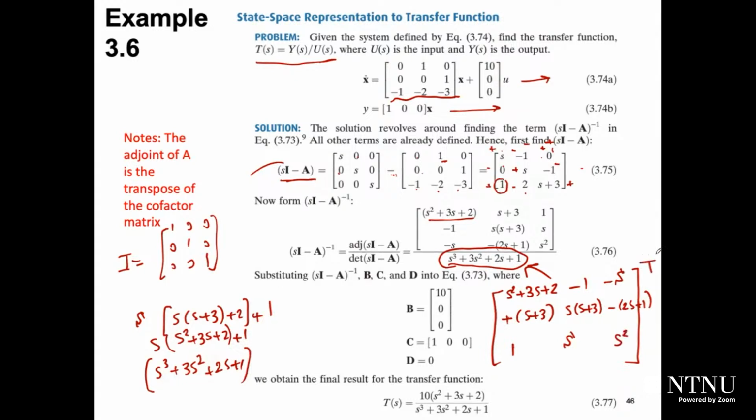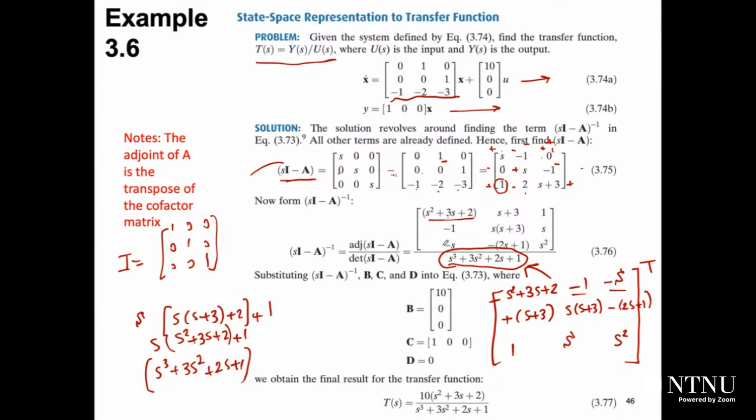And we need to take the transpose of this one. Remember to take the transpose. So after getting those numbers, we need to take the transpose. When we take the transpose, we just convert each row into a column or vice versa. So I'll start with my first row. This row, I will write it as a column. So we will start by writing S squared plus 3S plus 2.